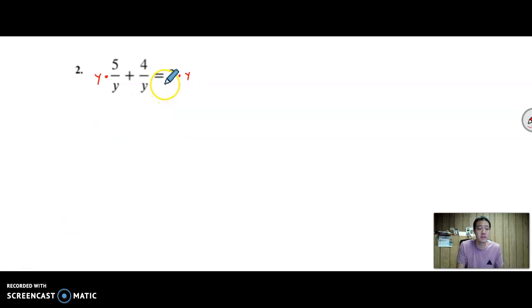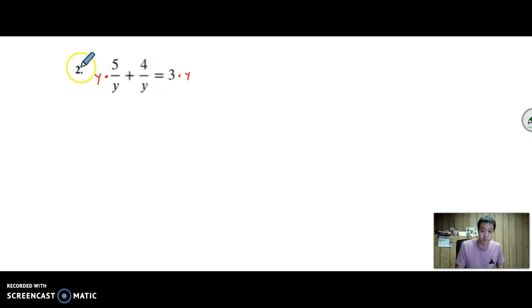Okay, so for this next question, we're working with rationals, right? And so whenever you want to try to get rid of a fraction, you want to multiply the entire equation by the common denominator. So in this case, what's nice is they're both y. Okay, so I started that process for you already, multiplying by y on both sides. Remember, what you do to one side of the equation, you have to do to the other side.